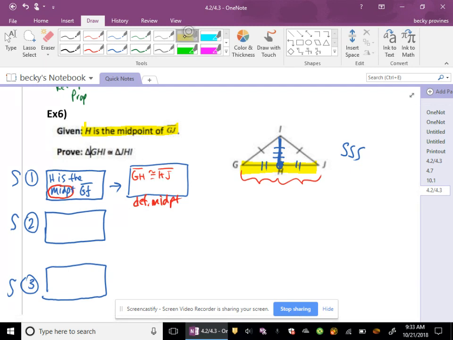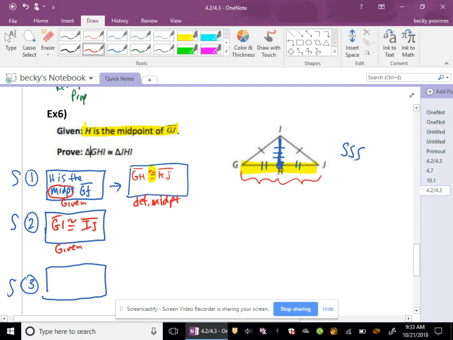Okay, are you finished with this step? Yes, because there's a congruency symbol. Okay, now, on the picture, they tell you GI and IJ are equal. So let's go ahead and write that in. How do we know this? Well, it was on the picture. It was given to you, and I forgot to write given here.